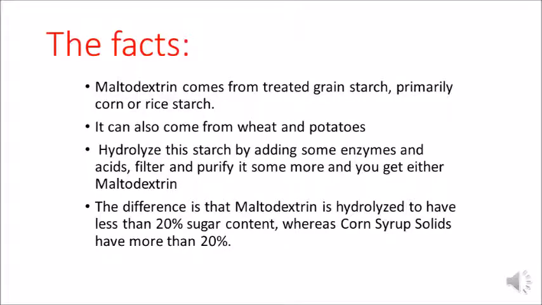The facts. Maltodextrin comes from treated grain starch, primarily corn or rice starch. It can also come from wheat and potatoes. Hydrolyze the starch by adding some enzymes and acids, filter and purify it some more, and you get either maltodextrin or corn syrup solids. The difference is that maltodextrin is hydrolyzed to have less than 20% sugar content, whereas corn syrup solids have more than 20%.